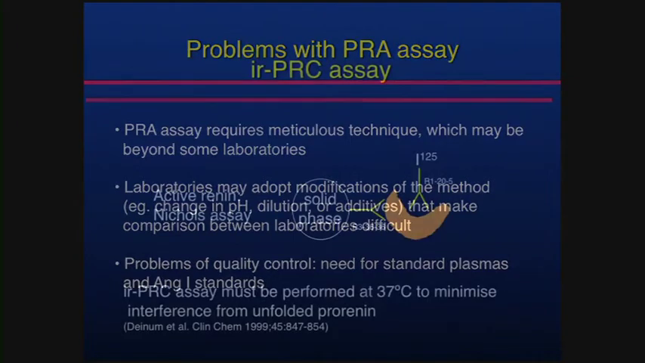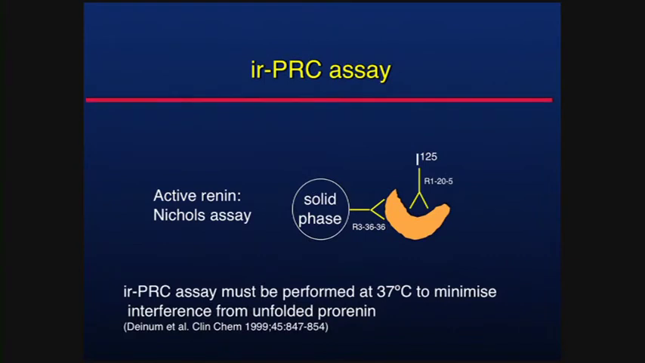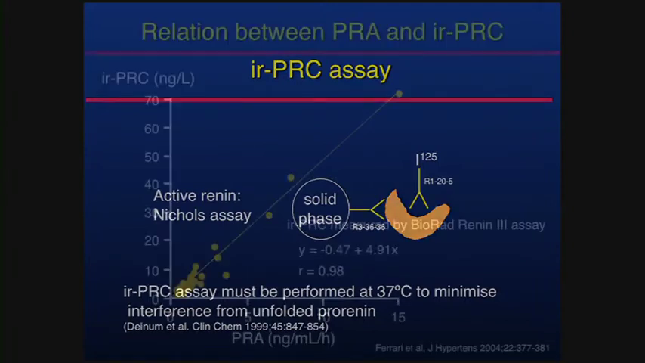Now, as far as the immunoassay is concerned, as described by Alberto, it's essentially using two different antibodies. One recognizes all renin molecules, shown here, and one recognizes specifically active renin or pro-renin with an unfolded pro-sequence. And it's important that this assay be done at 37 degrees to minimize any unfolding of the pro-renin during the assay.